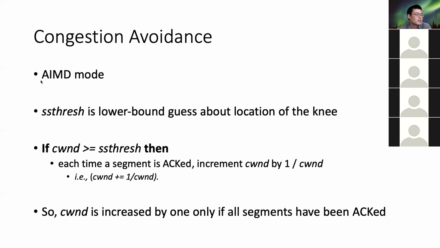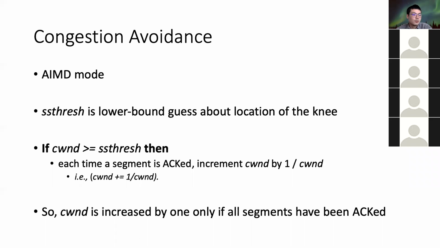Okay, right. So after you reach the SS threshold, you should stop doubling your window size each round trip time. Okay, so the threshold is a lower bound guess of the location of the knee. Right, going beyond that, you now should be less aggressive. Okay, increase the window slowly at a linear speed. As we said, this is how you update. The window should add 1 divided by the current window size. Okay, so the effect of this is that the window size increases by 1 only if all segments of a round trip time are acknowledged.